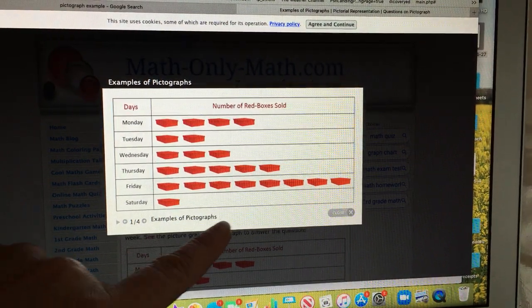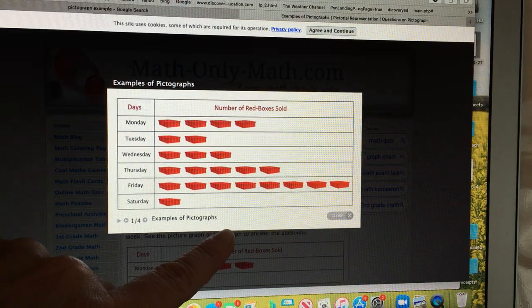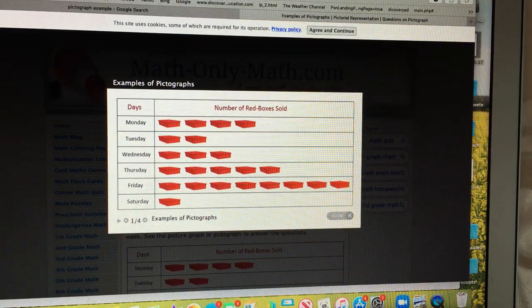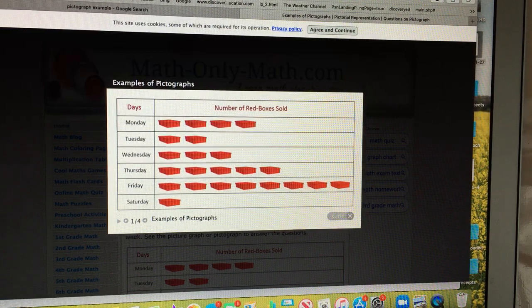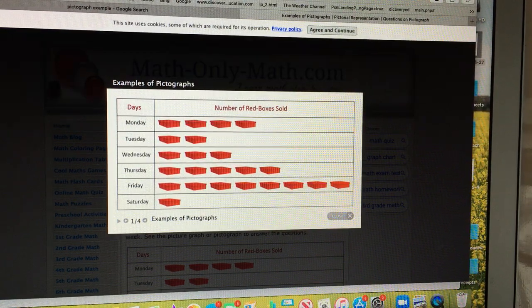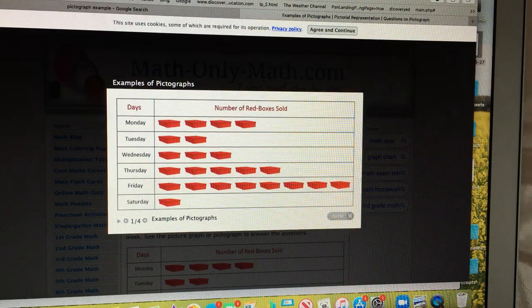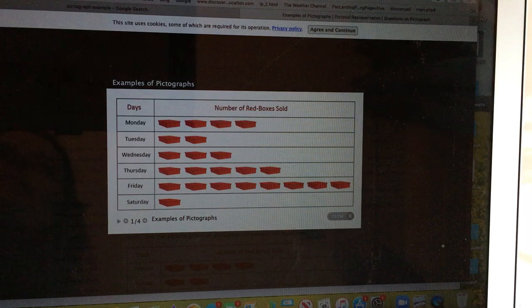And usually these pictographs are also going to have a key down at the bottom. You know how we've used keys before to know information? Usually it would have a key and tell us how many boxes each of these little pictures represents. Now, since there's no key, I'm going to guess that in this case, the red boxes each equal 1 box. But sometimes if we had big numbers, we might say each little picture represented 100 boxes or 1,000 boxes.